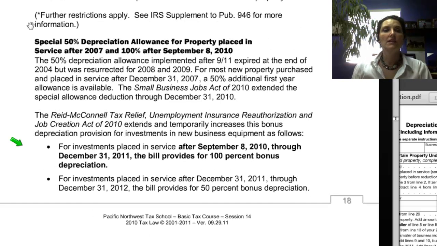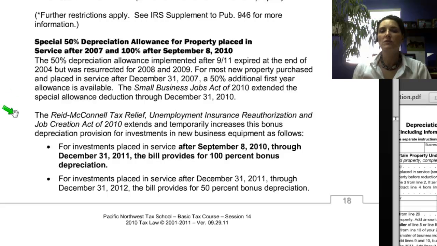Special 50% depreciation allowance for property placed in service after 2007 and 100% after September 8, 2010. The 50% depreciation allowance implemented after 9/11 expired at the end of 2004, but was resurrected for 2008 and 2009. For most new property purchased and placed in service after December 31, 2007, a 50% additional first-year allowance is available. The Small Business Jobs Act of 2010 extended the special allowance deduction through December 31, 2010.